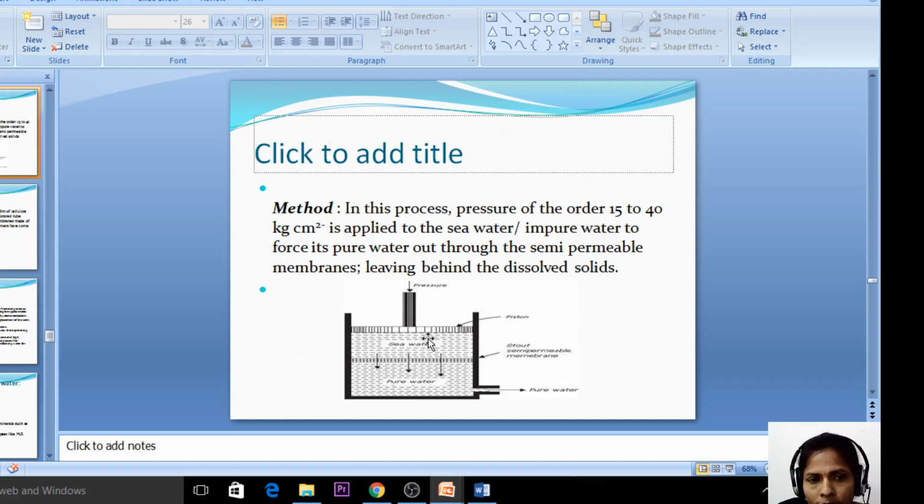So the solvent will transfer from the seawater to pure water. That means the pure water will be transferred from seawater to pure water and the remaining contaminants will be left behind the semi-permeable membrane. That is the dissolved solids. Dissolved solids are nothing but the impurities, the contaminants. These are left behind the semi-permeable membrane, whereas the pure water is collected through this outlet. So this is the reverse osmosis process. In the reverse osmosis process, we can separate the pure water from the seawater.